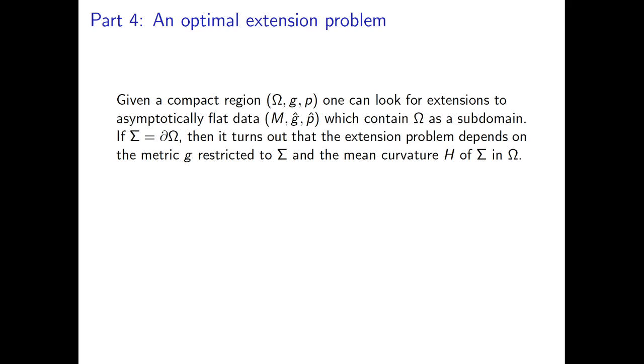So it's the idea of extending data. What we can do is look at a compact region. This is again a three-dimensional compact manifold with boundary. I'll call the boundary sigma. And suppose I have data on that region, say it satisfies the constraint equations. Then what we can do is look for extensions to asymptotically flat data.